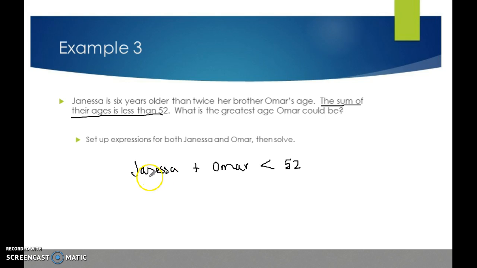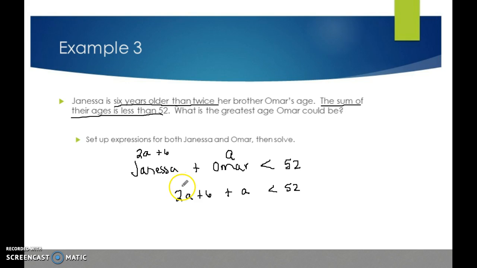So now we can look at setting up an expression for each of them. I know that Janessa is 6 years older than twice her brother Omar's age. So if we use O, well, I don't want to use O because it looks like a 0. I'm going to use A. If we use A for Omar for age, we can use that variable A for Janessa's age. So 6 years older than twice Omar. Well, twice Omar would be 2A, and then 6 years older is plus 6. So here's our inequality. 2A plus 6 plus Omar's age has to be less than 52.